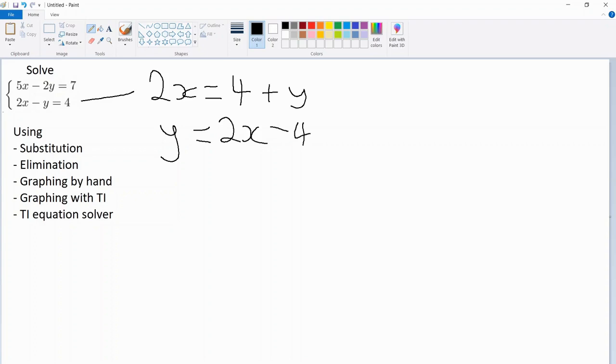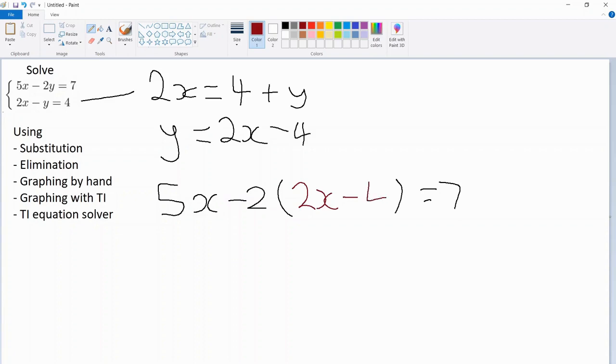So, having done that, we can then go and substitute into the other equation. So if I write the other equation here, 5x minus 2, bracket, and I'll write the rest of it, equals 7. And I'm going to change color, and put the equation in here. So we've substituted the second equation into the first.